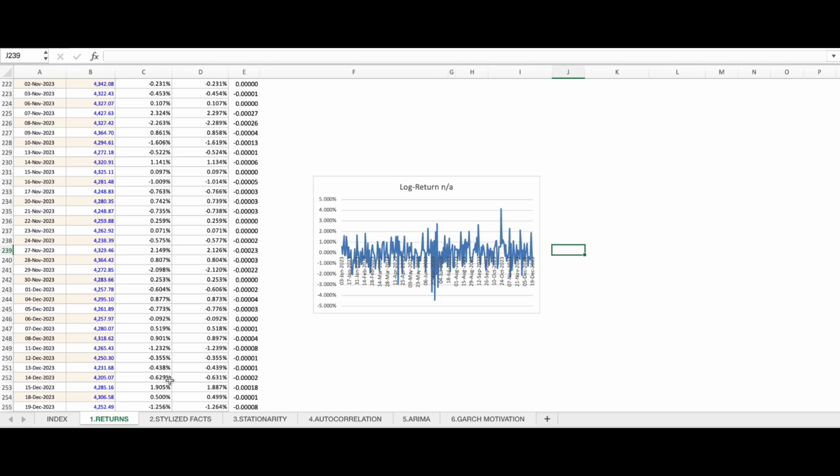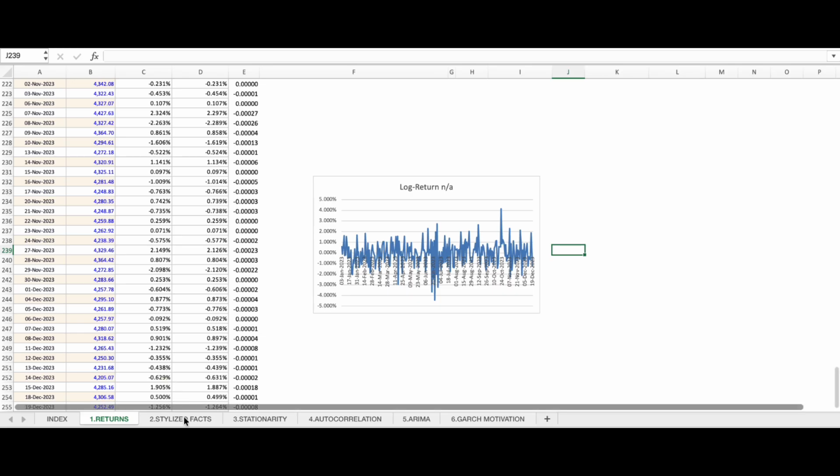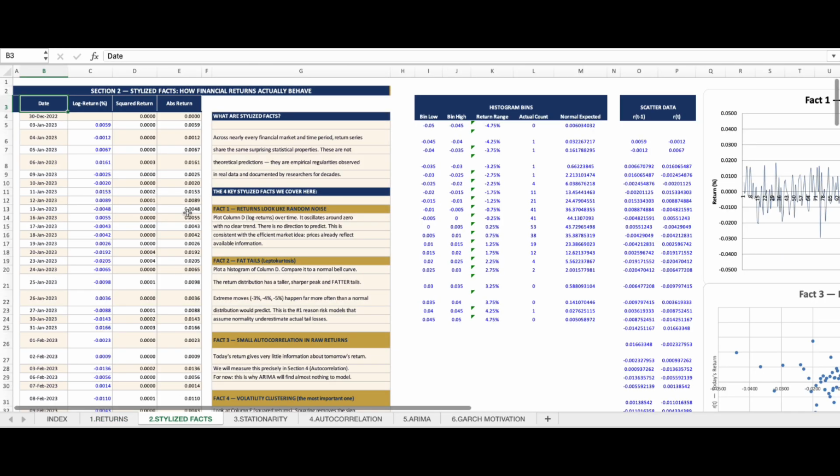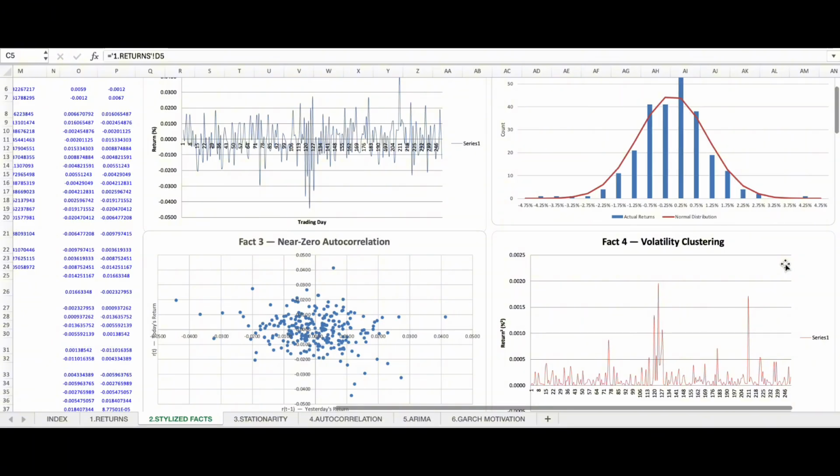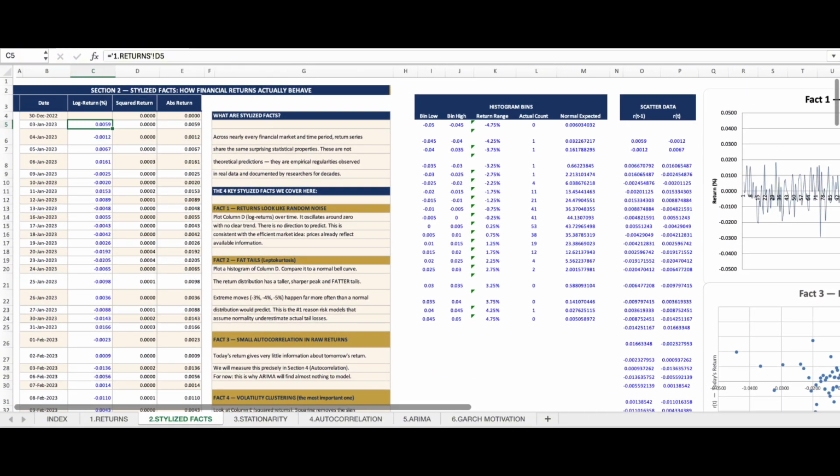But first, let's go to section 2 to look at the consistent statistical properties of a series like this. And all this is really important when you're doing time series modeling, understanding the data and its properties very well before you actually go into the financial model.